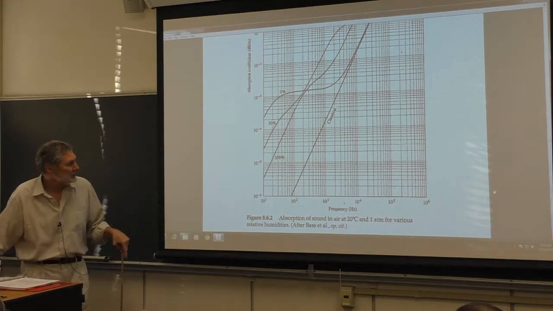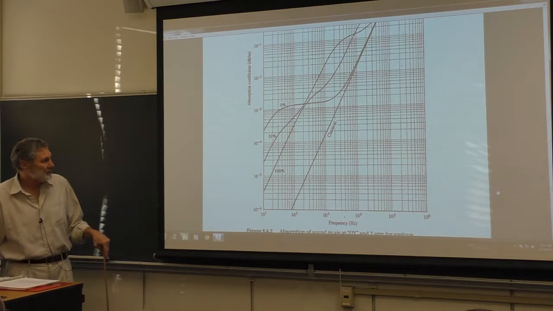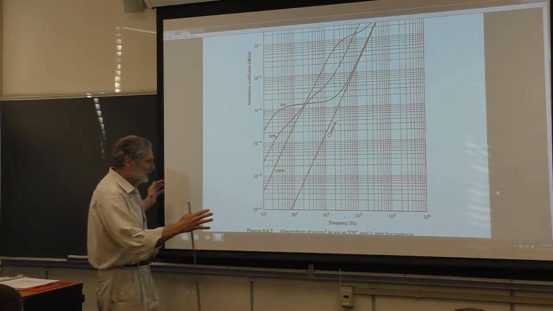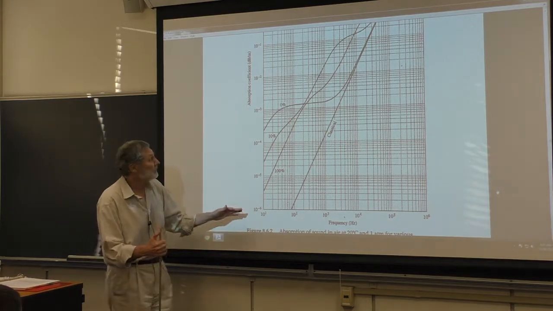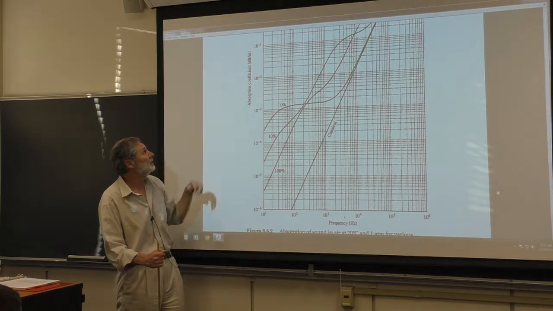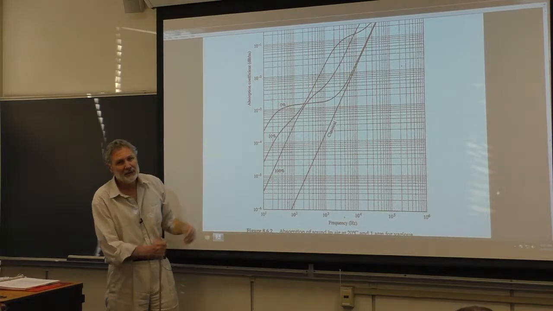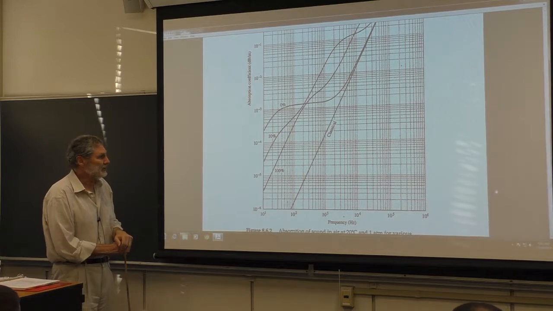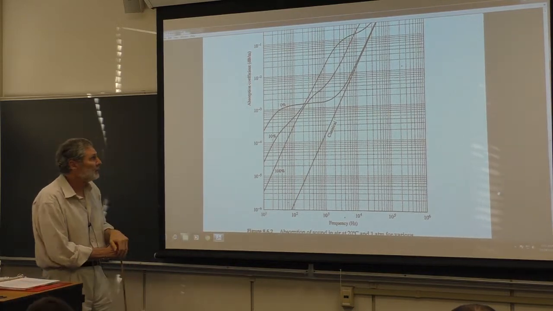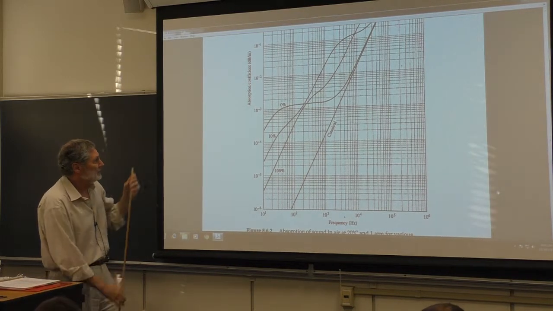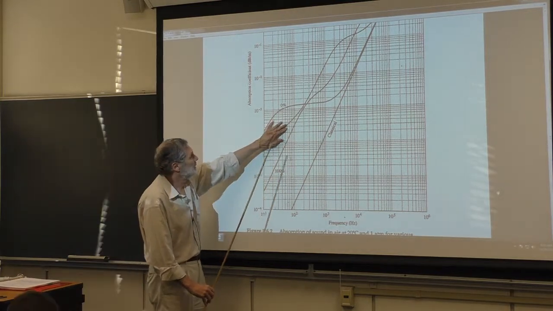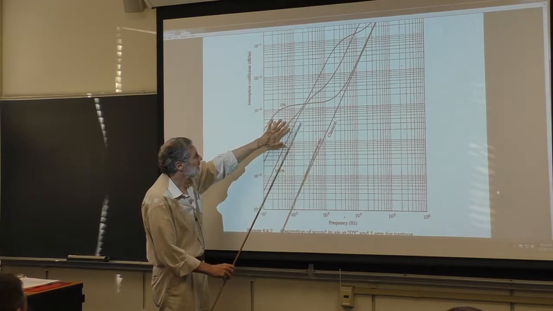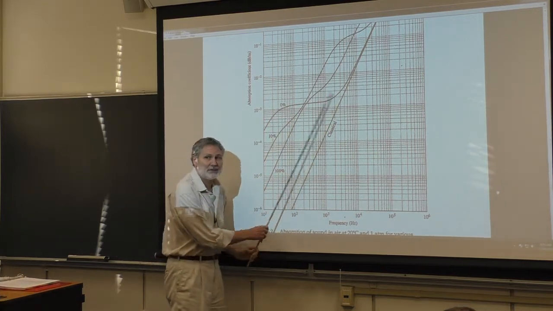Now the first thing you want to notice here, oh, it's log-log. There's a lot of broad ranges here, both in frequency and in the absorption. They're called the absorption coefficient. Again, this is the important thing. So that's the first thing you want to notice, that it's log-log. The next thing to notice is, here's the classical absorption coefficient.